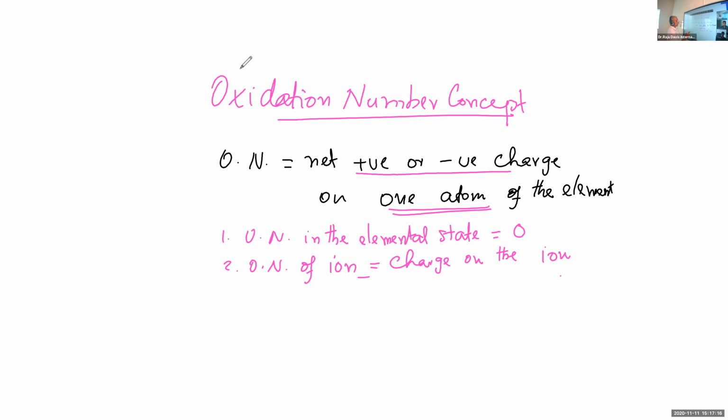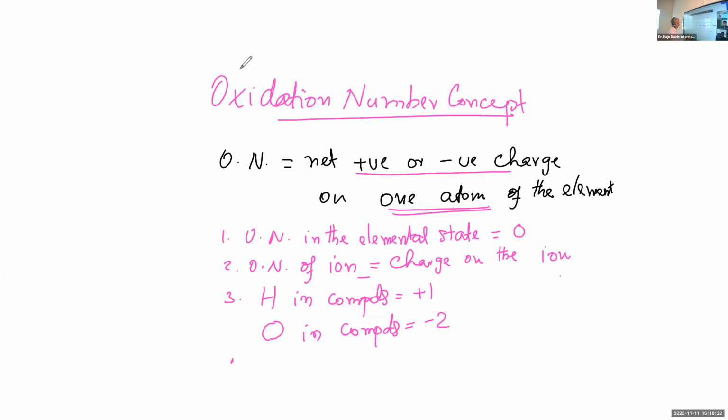Oxidation number of some of the elements that are taken. Say oxidation number of hydrogen in its compounds is equal to +1. Alkali metals in its compounds is equal to +1. Oxidation number of oxygen in its compounds is equal to -2. Some exceptions are there: peroxides and F2O are exceptions. We can see it later. Then oxidation number of fluorine, bromine, etc. in its compounds is equal to -1.